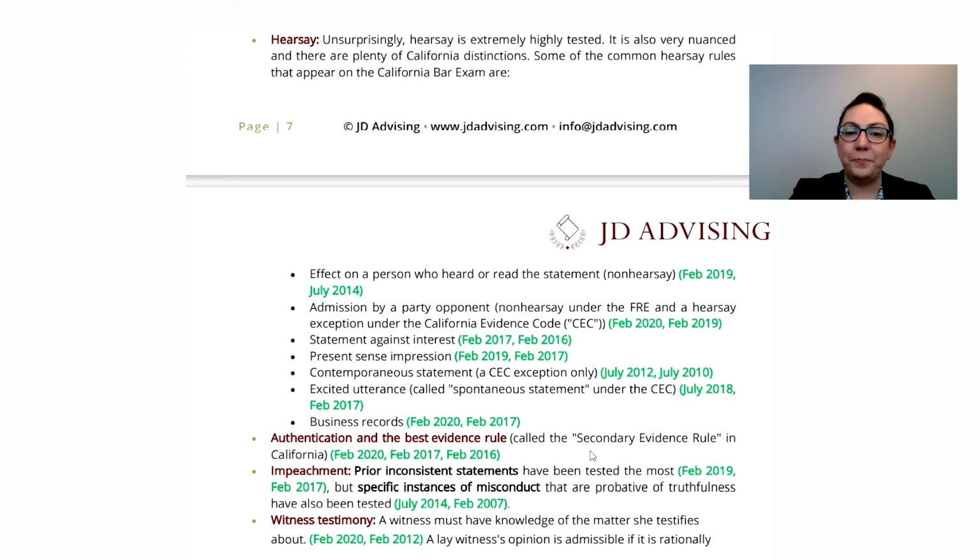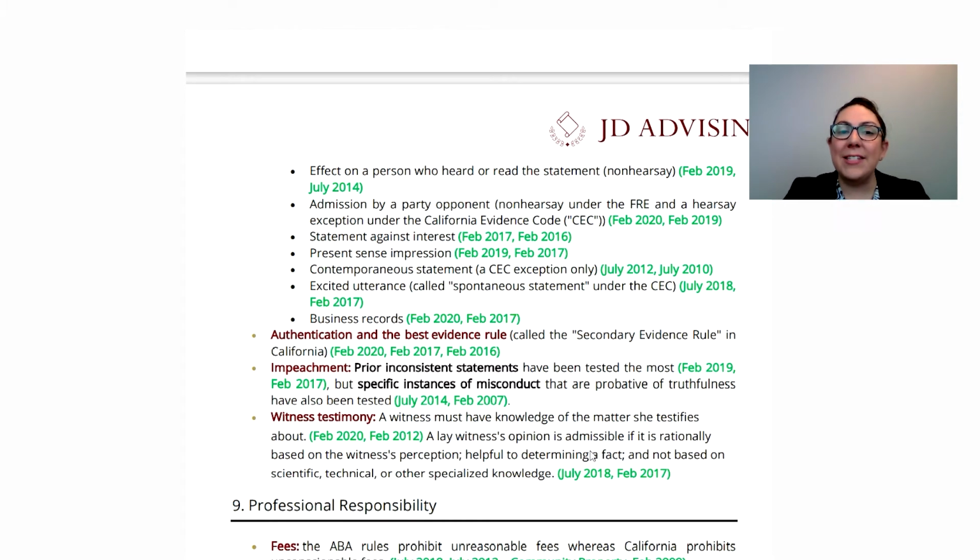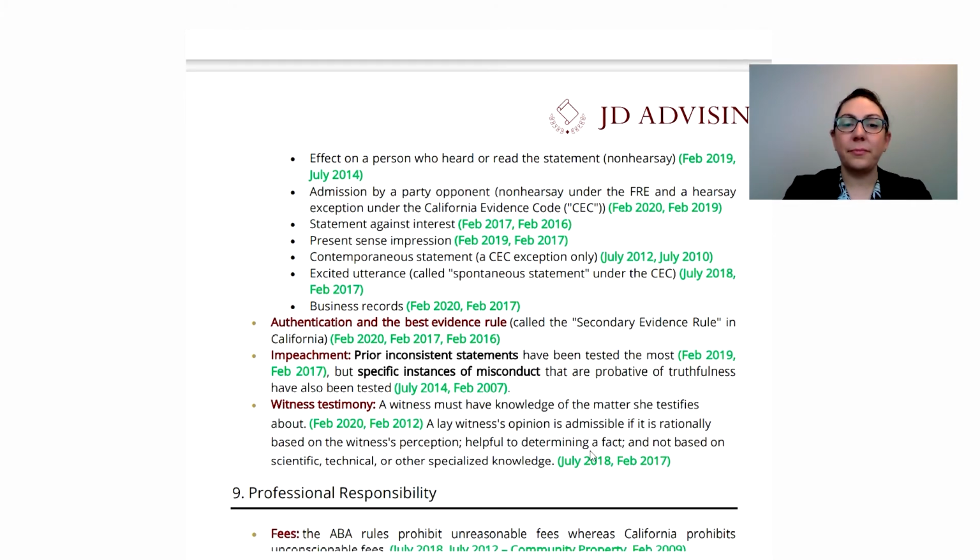Some of the other things that they like to test include authentication. We see this coming up with documentary evidence, impeachment, and witness testimony. Oftentimes, if a witness is testifying, you have to explain that the witness has personal knowledge if they're a lay witness, or that they're qualified as an expert if they're being asked to testify as an expert witness.